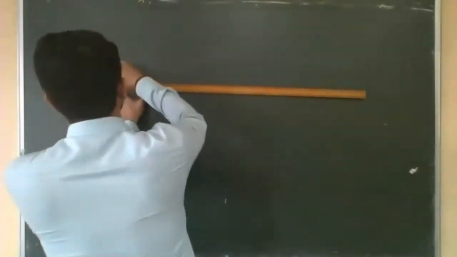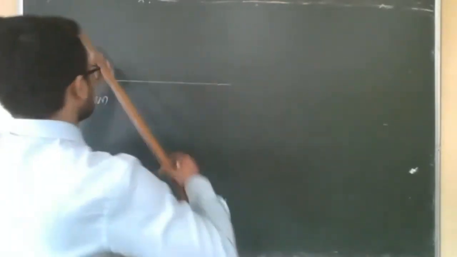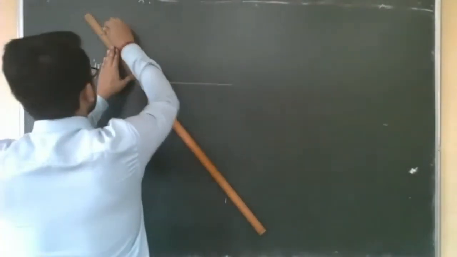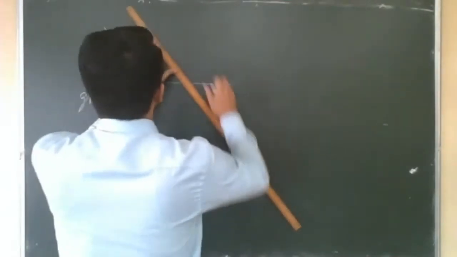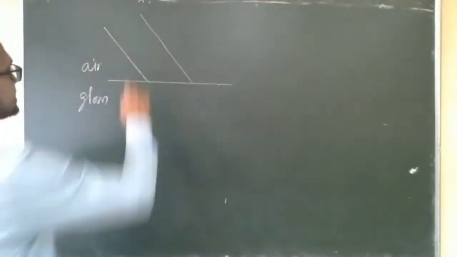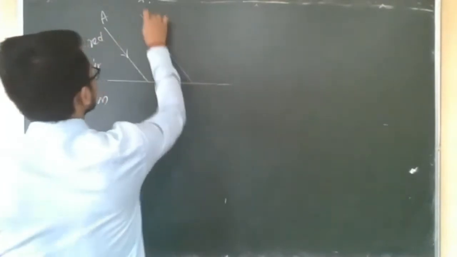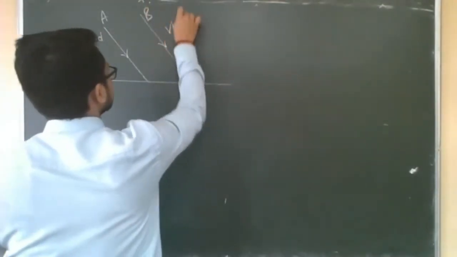Okay, so the glass-air interface is here. This is air, this is glass. Red and violet colored lights are there, and in air they are parallel. Which one is red? The first one, A1, is red, and this is B, violet.